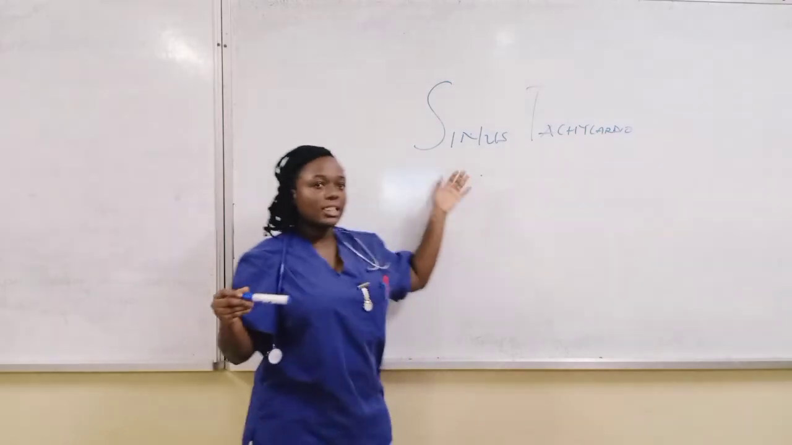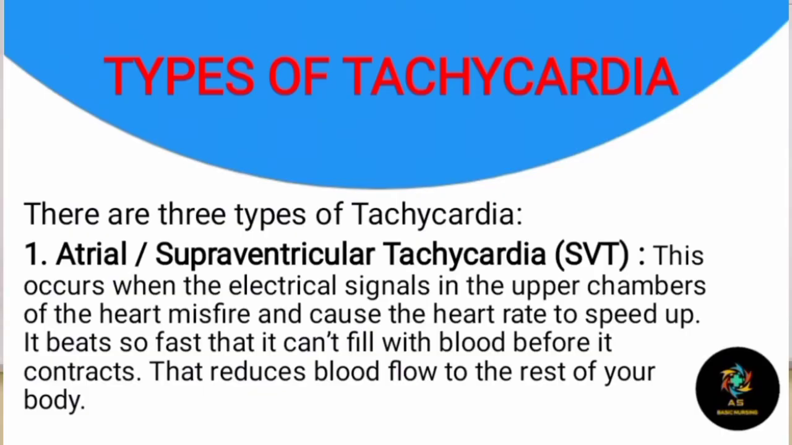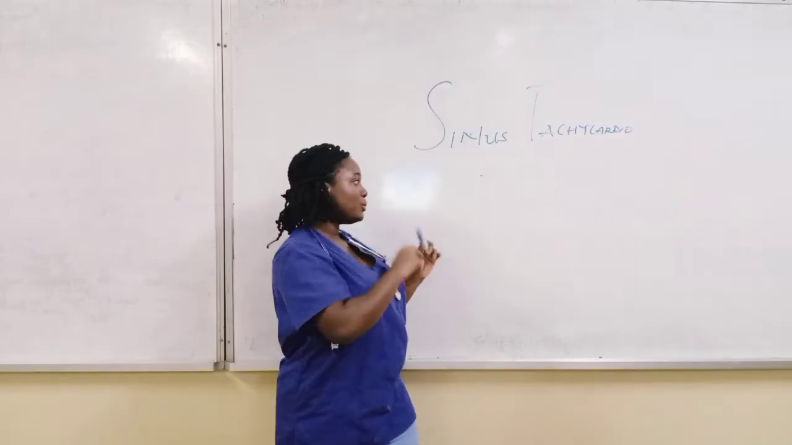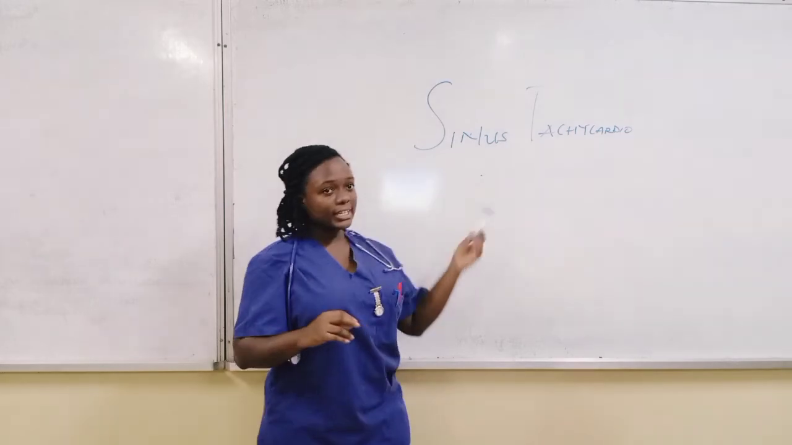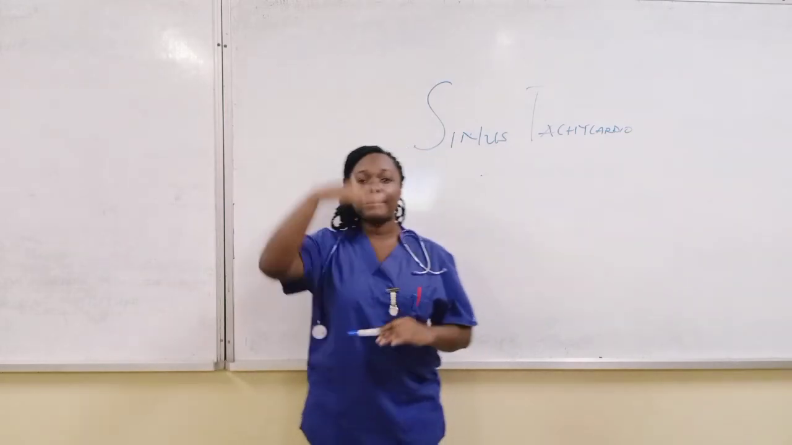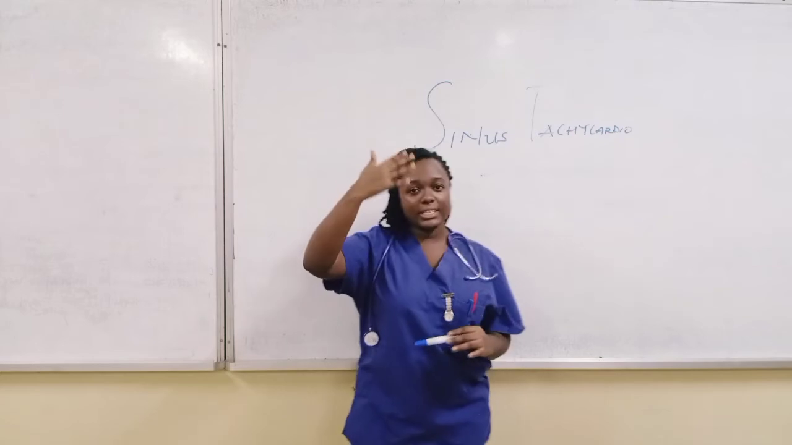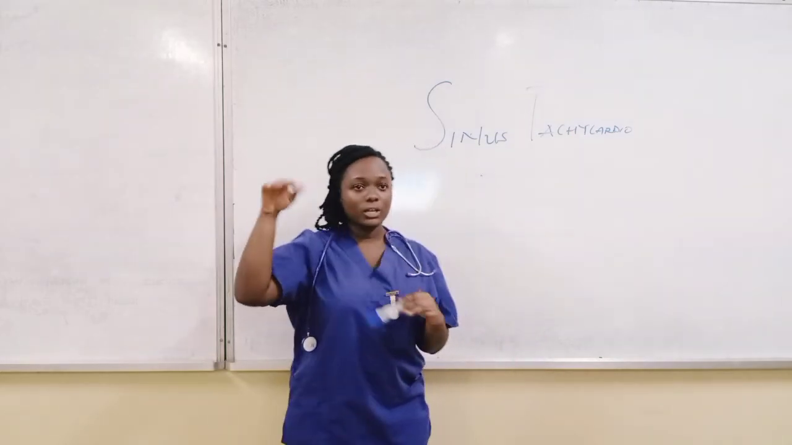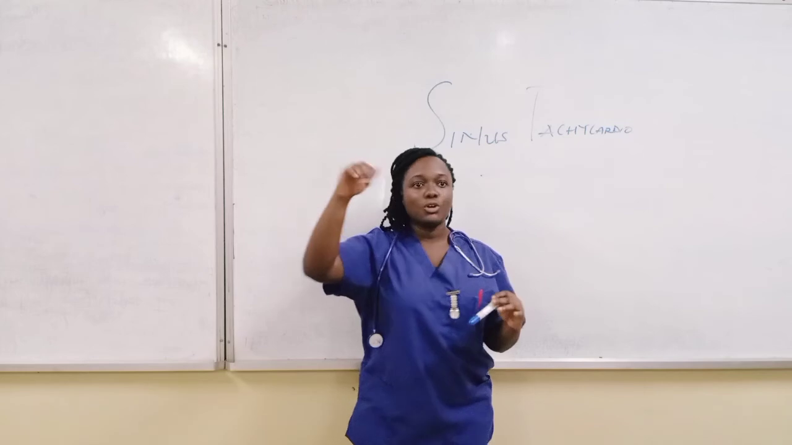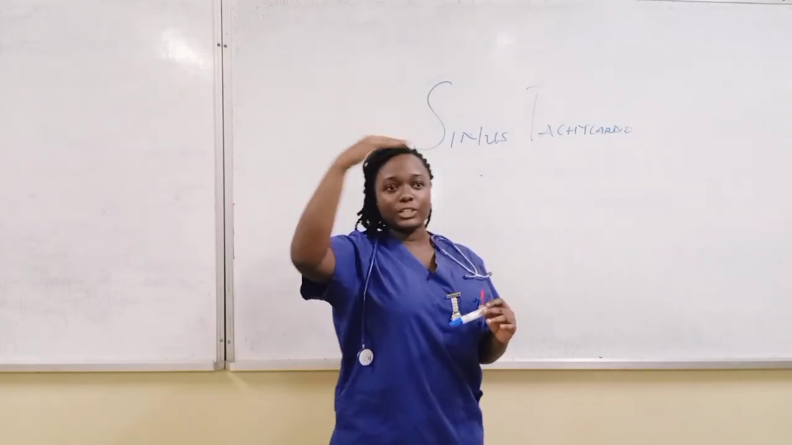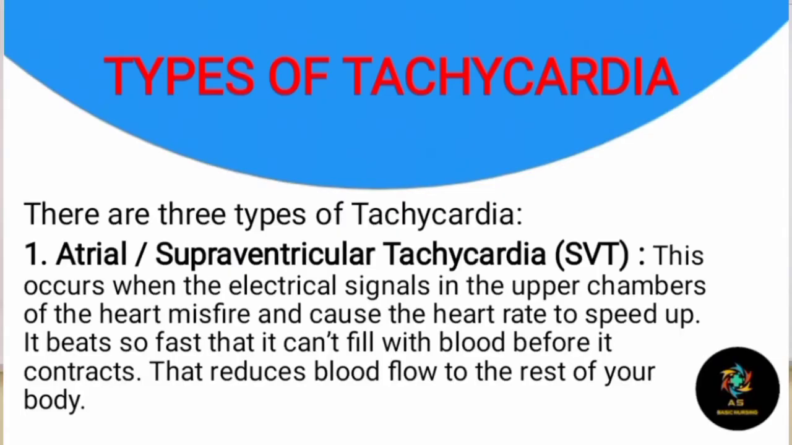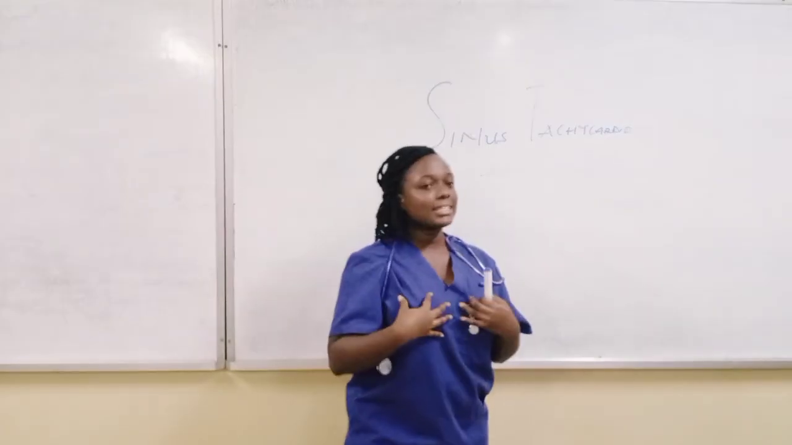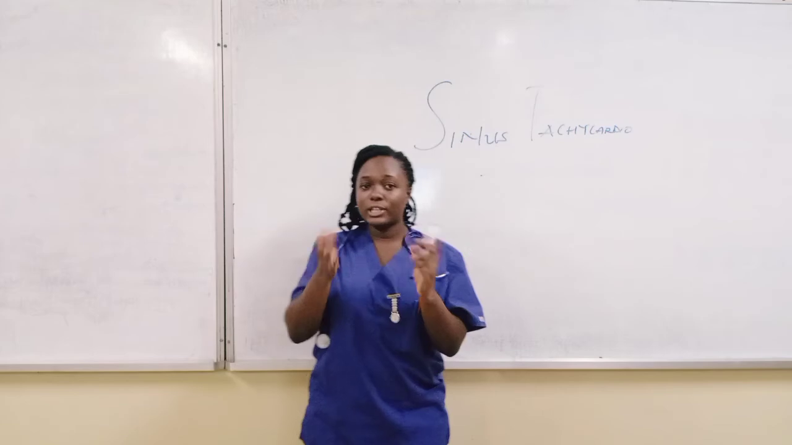So we move on to the types of tachycardia. We have 3 types of tachycardia. The first one we'll be looking at is the atrial or supraventricular tachycardia. This occurs when the electrical signals in the upper chambers, as we said earlier, the heart is a four-chambered muscular organ and the upper chambers are the atria, misfire, that is, go the wrong way, causing the heart rate to speed up. The heart beats so fast that it can't fill with blood before it contracts.